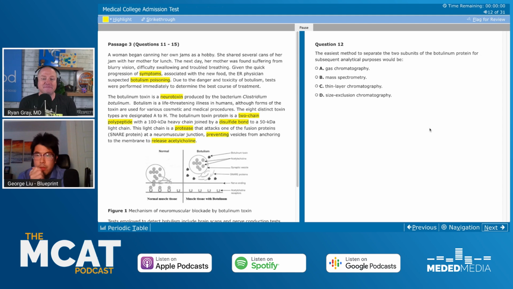Question 12. So the easiest method to separate the two subunits of the botulinum protein for subsequent analytical purposes would be what? A, gas chromatography. B, mass spectrometry. C, thin layer chromatography. Or D, size exclusion chromatography. So, easiest method to separate two subunits of the botulinum protein.